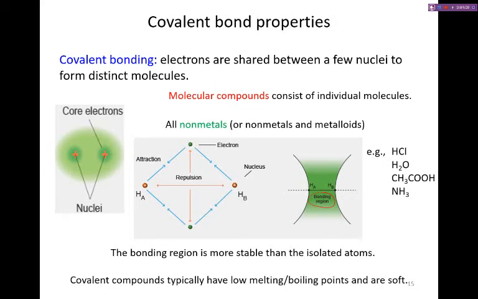Something to understand about the properties of covalent compounds in general is that these have low melting or boiling points, and they can actually range from solid to liquid to gas at room temperature, and if they are solids at room temperature, they tend to be soft.